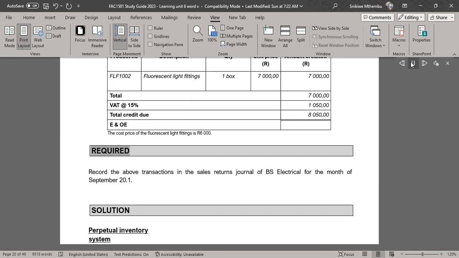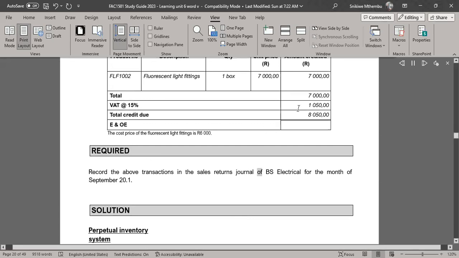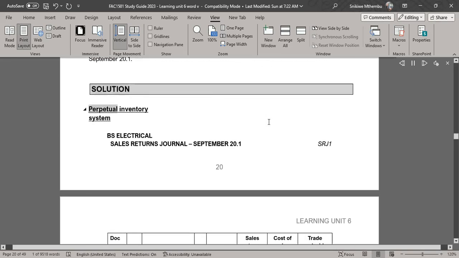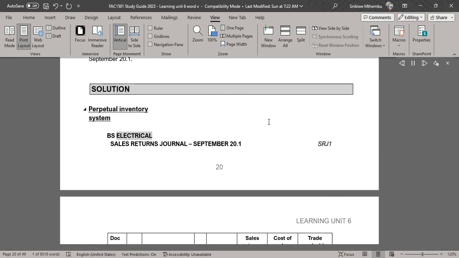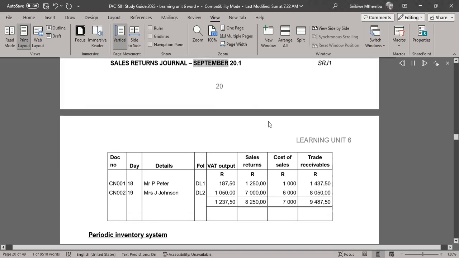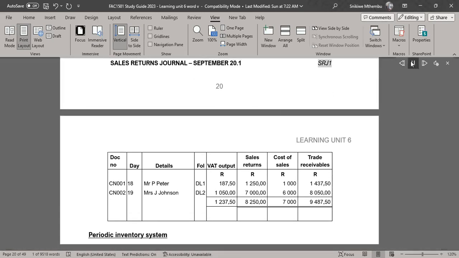Required. Record the above transactions in the Sales Returns Journal of BS Electrical for the month of September 20.1. 1.9 Solution. Perpetual Inventory System. BS Electrical. Sales Returns Journal, September 20.1 SRJ1.